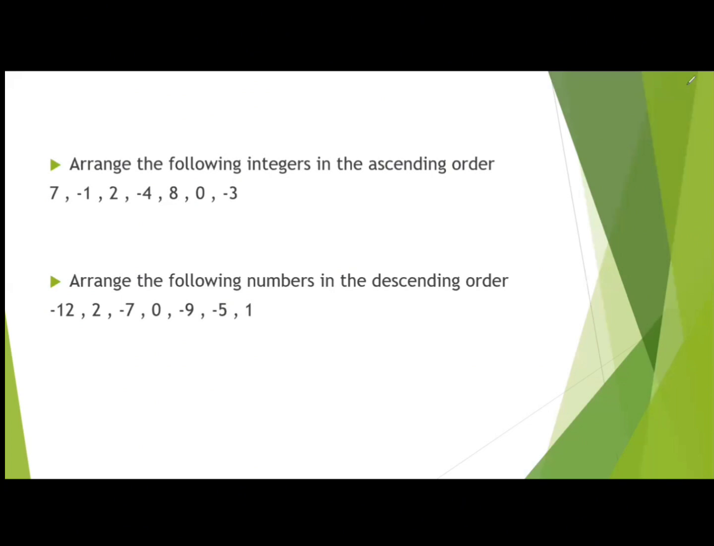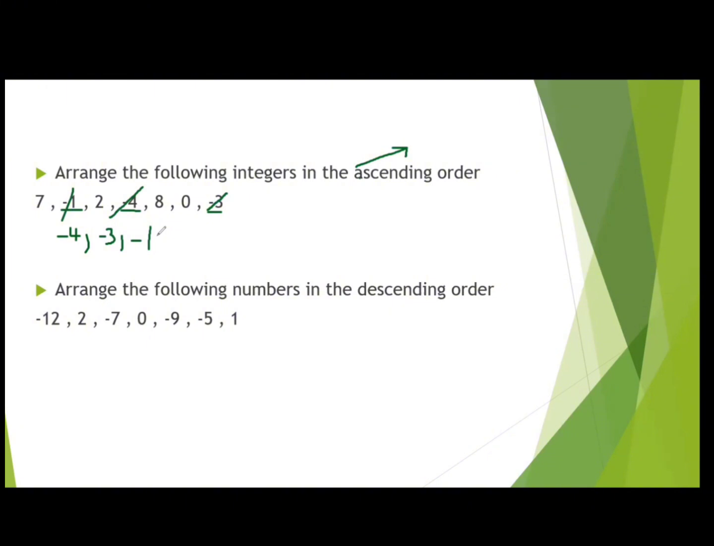Arrange the following integers in the ascending order. What is the smallest number? Of course, we will start with negative numbers. So I have here -1, -4, and -3. Which is smaller? It's -4. When I write -4, please cross it out. After that, -3, it's nearer to 0 than -4. Then -1, so we finish the negative numbers. Now let's go back in order: 0, then 2, then 7, then 8.